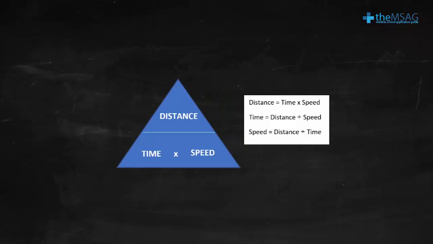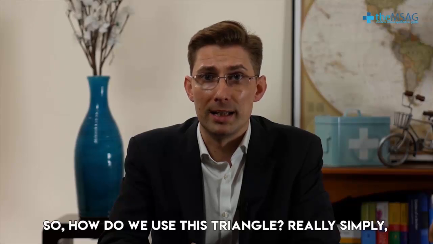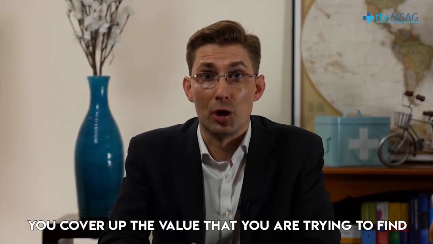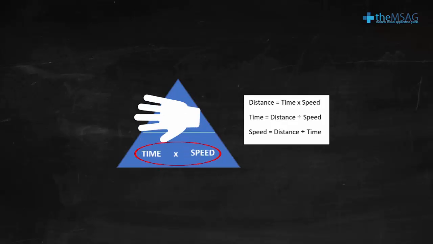First of all, what is this triangle that we mentioned? Take a look at the diagram on screen now. So, how do we use this triangle? Really simply, you cover up the value that you're trying to find. If we're looking for the speed, cover that up with your finger, and what do you see? Distance divided by time. Looking for the distance, cover it up. You can now see that you should multiply time by speed.